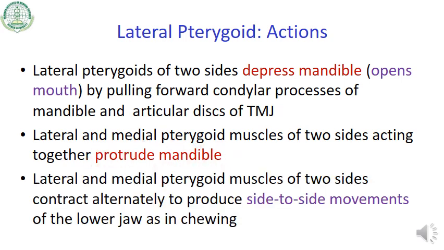the mandible. Then the lateral and medial pterygoid muscles of two sides contract alternately to produce side to side movement. So one sided lateral pterygoid along with the other sided medial pterygoid, while the other sided lateral pterygoid and one sided medial pterygoid alternately contract, there is side to side movement of the lower jaw, as in chewing. So that is lateral and medial pterygoid together.